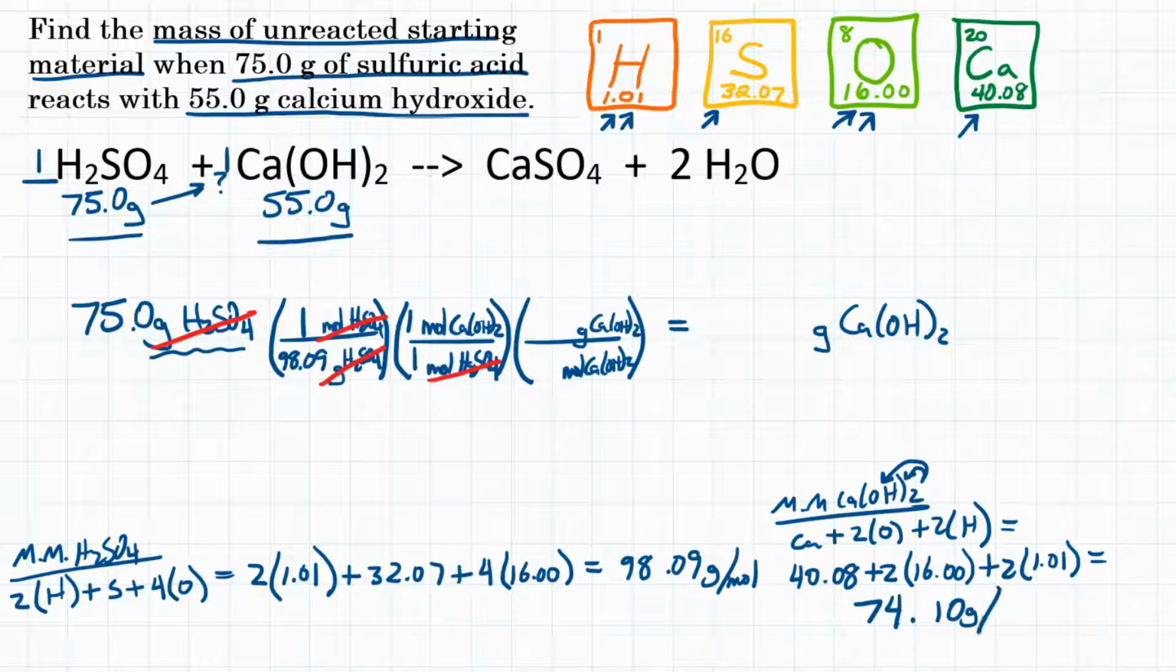74.10 grams per mole. So that is what we will use in our final conversion factor, where 74.10 grams goes on top and 1 mole goes on the bottom. Our units of moles of calcium hydroxide cancel, and we are left with the exact unit we want, which is grams of calcium hydroxide. So now we can plug this in our calculator and see what we get.